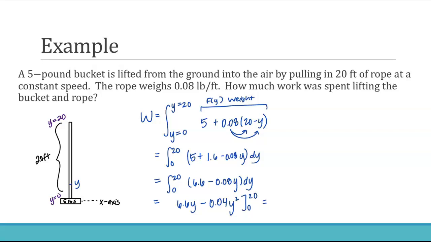And then if I plug in 20, 6.6 times 20 minus 0.04 times 20 squared, and then I'm supposed to subtract plugging in 0, but that's just going to zero out all my terms on this one. So I end up with 116 foot-pounds. In this example, the units worked out perfectly. My weight or my force was in pounds, and my units of distance was in feet, so my overall answer is in foot-pounds.